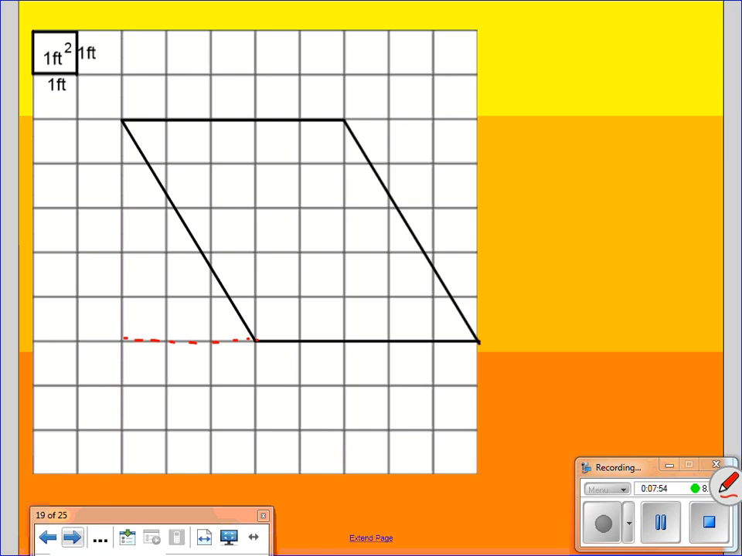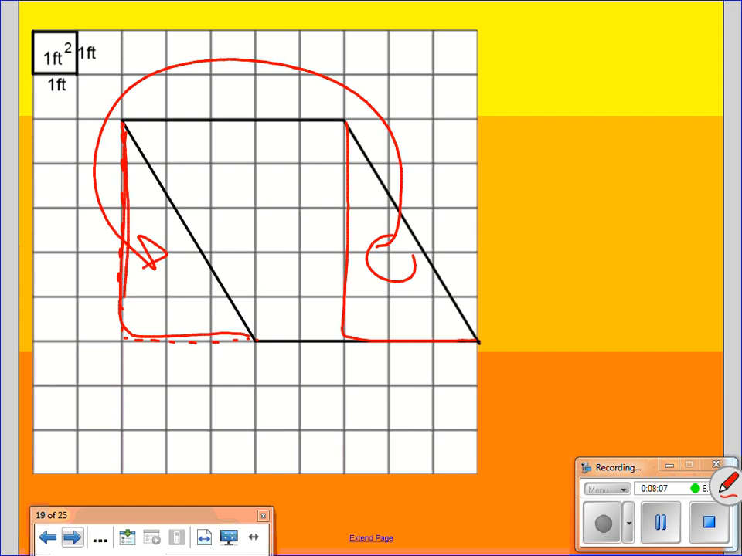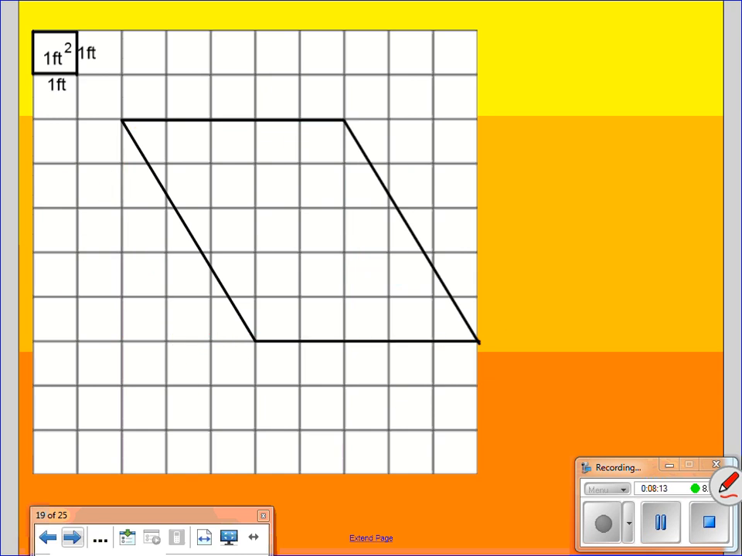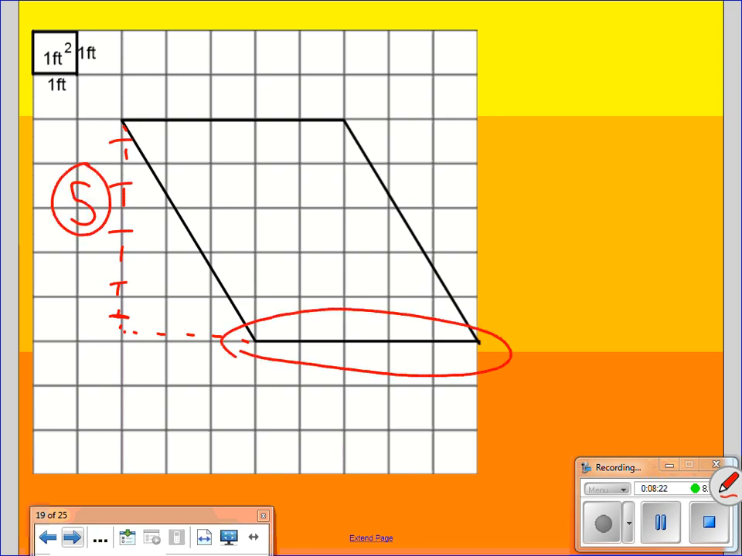My base, my height. Pay close attention. This triangle right here is the same triangle as this triangle. We're just basically cutting this triangle out, moving it over into this slot. So we have a shape that looks like this. I'm going to get rid of all my scribbles and show you how to solve this problem. Here's my height. Here's my base. My height, 1, 2, 3, 4, 5 is my height. My base is right here. 1, 2, 3, 4, 5.